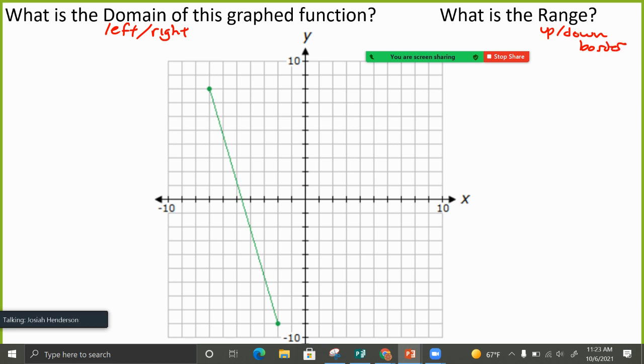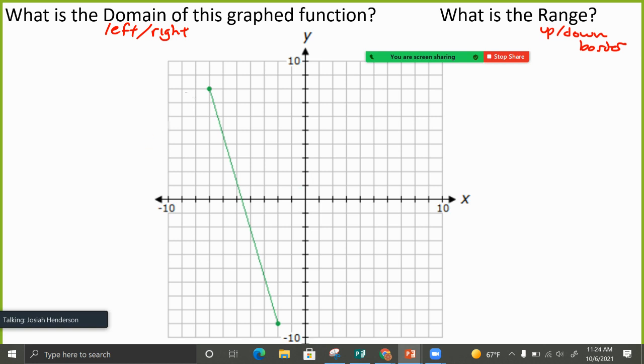Now I tried to make it as big as I could. I'm hoping people can see this from your screens at home, so forgive me if it's blurry. Would anyone like to take a stab at the domain here? How far left does it go? How far right does it go?